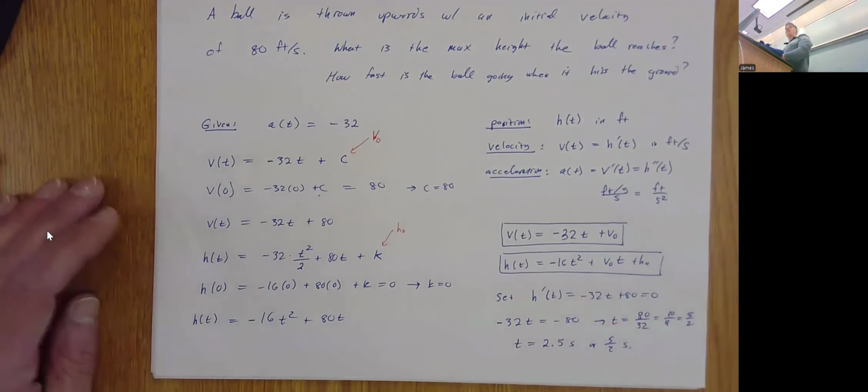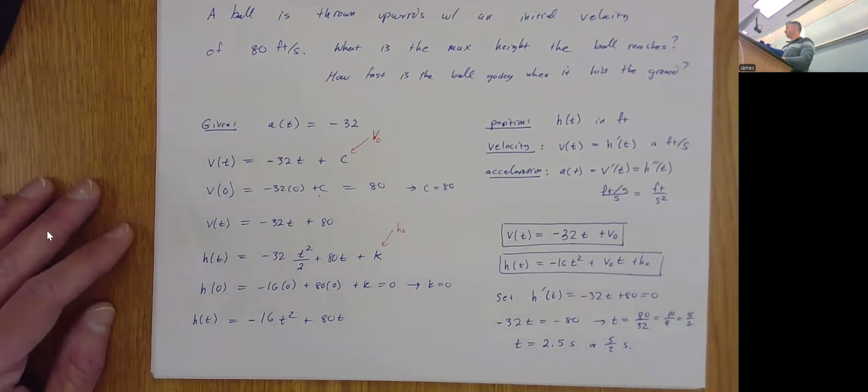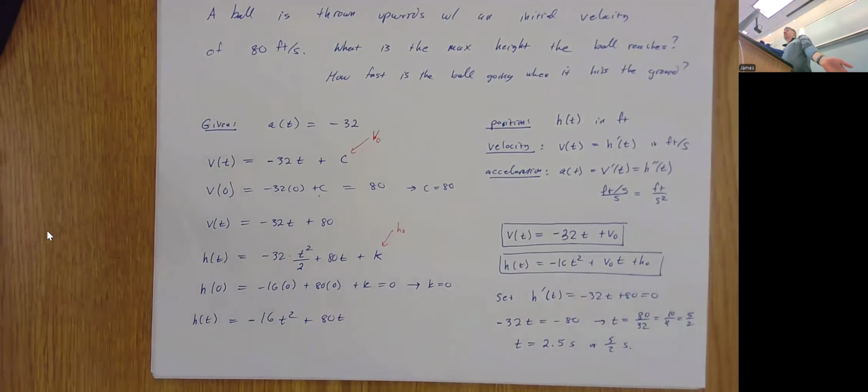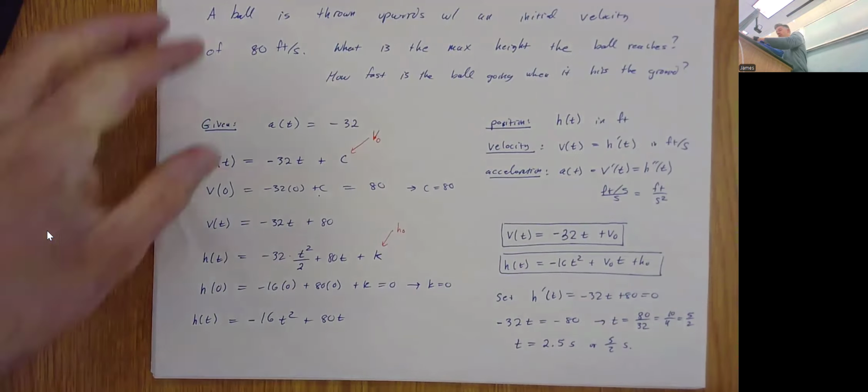We're not done though, right? That doesn't actually answer the question. That's telling us when we reach a maximum height, but the question was, what is the maximum height? So we have to take that value of time and then plug it into the height function to find what the maximum height is.